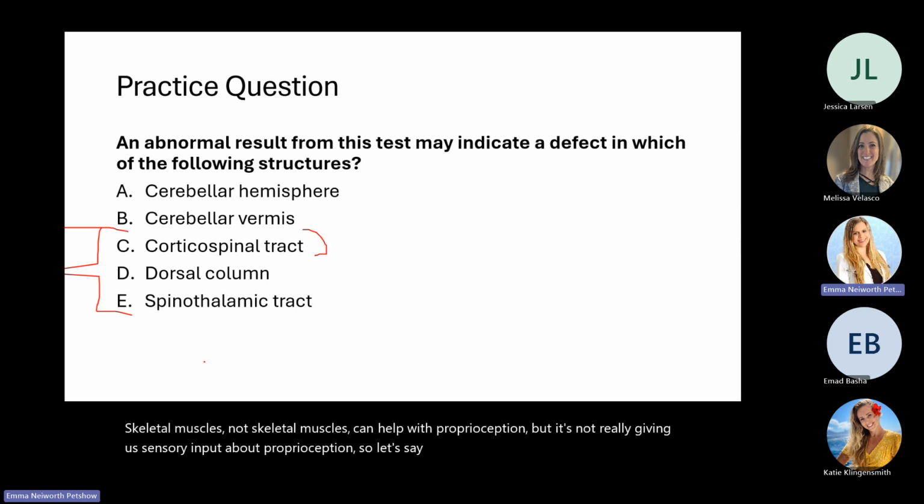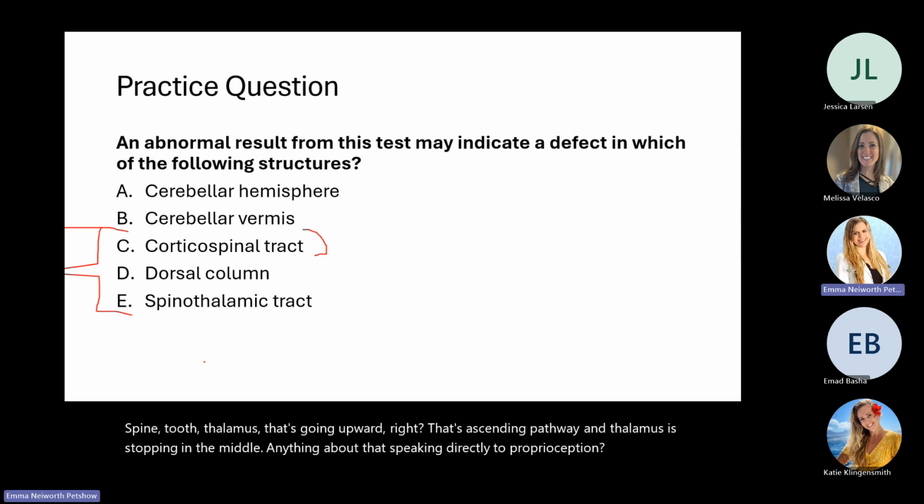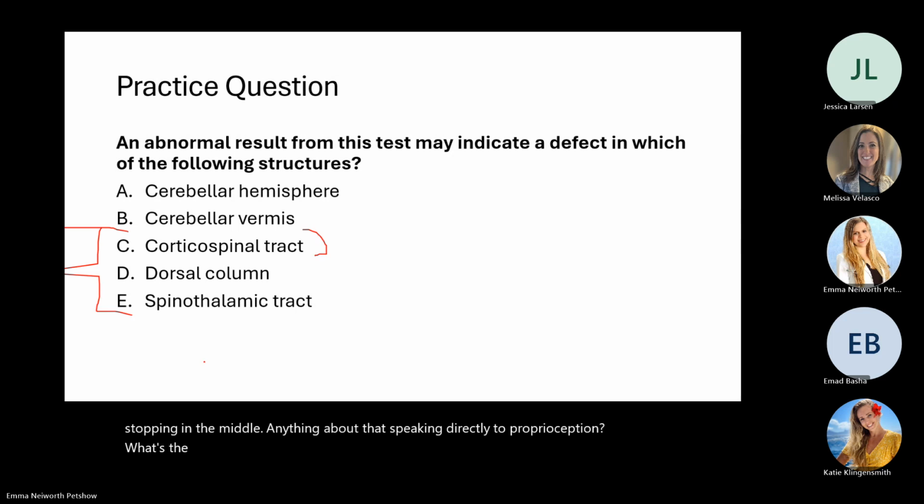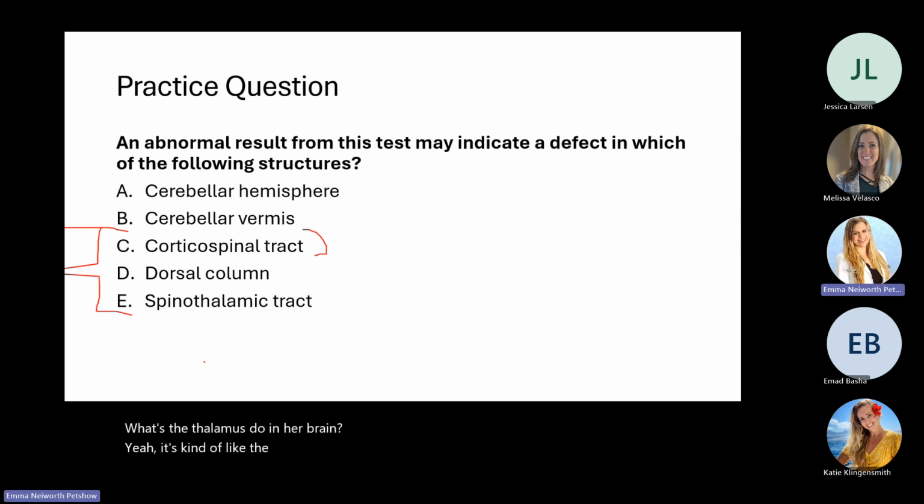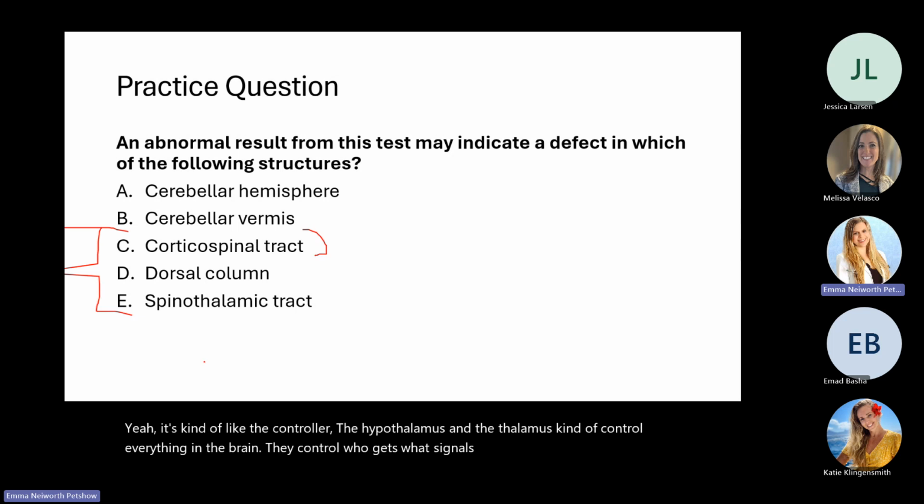The spinothalamic tract, spine to thalamus, that's going upward, right? That's an ascending pathway, and the thalamus is stopping in the middle. Is there anything about that speaking directly to proprioception? What does the thalamus do in our brain? Yeah, it's kind of like the controller. The hypothalamus and the thalamus kind of control everything in the brain. They control who gets what signals. Really the thalamus is deciding what input we are going to send up to the cortex to make you consciously aware.